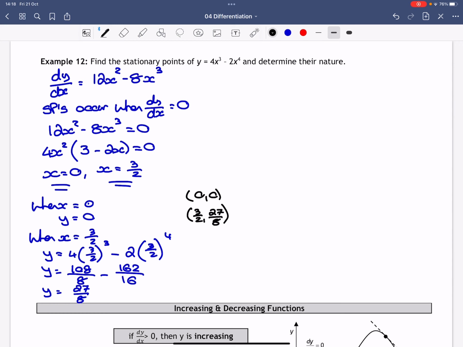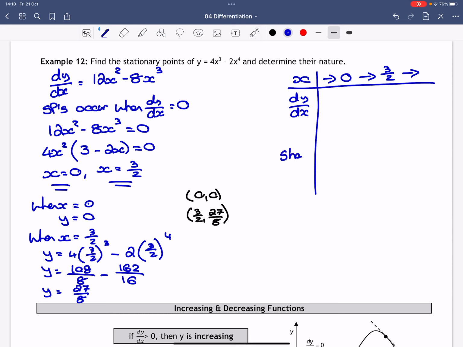Let's go ahead and create our nature table. So we're going to be approaching the first stationary point, which is 0. We're going to be approaching the second stationary point, which is 3 over 2. And then leaving that. Put in our dy by dx. And then the shape. Okay, so if I put 0 into my differential, then I'm just going to get 0. If I put 3/2 in, I'm just going to get 0, because that's what we found originally.